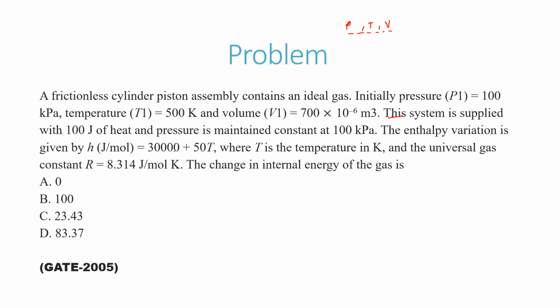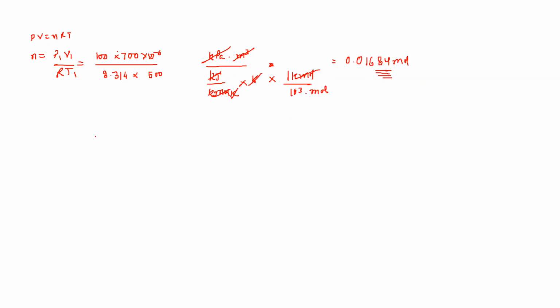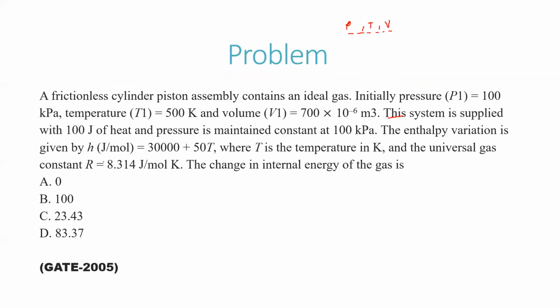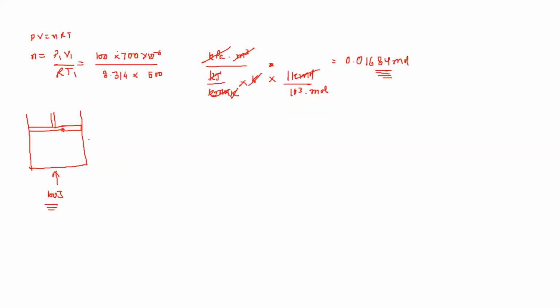The system is supplied with 100 joules of heat. So this is our system now. This is our system with a piston cylinder arrangement. Okay. And it is supplied with 100 joules of heat. And the pressure is maintained constant at 100 kilopascal. So it is a constant pressure process. All right, it is a constant pressure process.